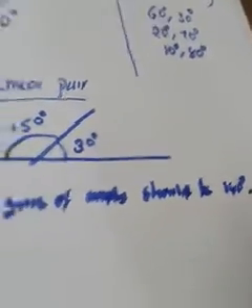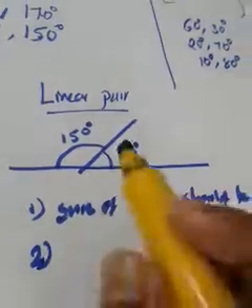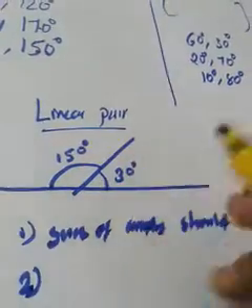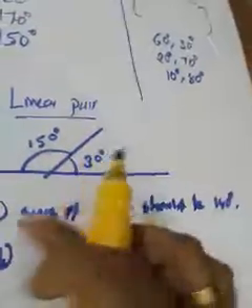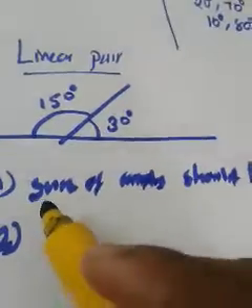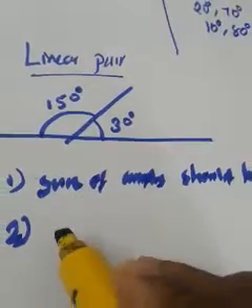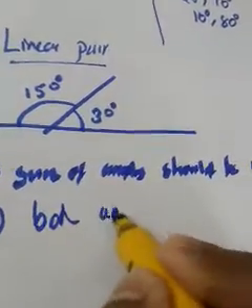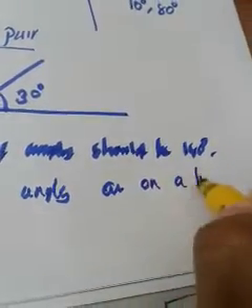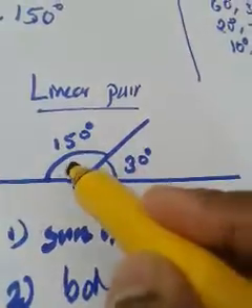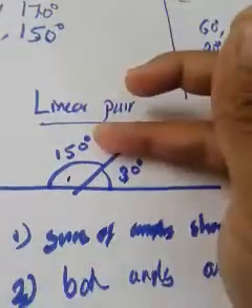This is the first property of linear pair. And if two angles are to be called a linear pair, that pair of angles should satisfy two properties. The first property is that the sum of the angles should be 180 degree, just the same as supplementary angles. And the second property is that both angles are on a line.